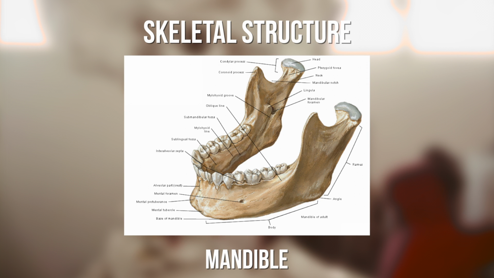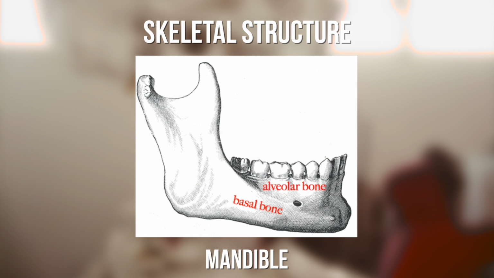The upper end is formed by the condylar process behind, belonging to the temporomandibular joint, and by the coronoid process in front. The bone in which the teeth are implanted is called the alveolar bone, as opposed to the very bone structure of the mandible called the basal bone.